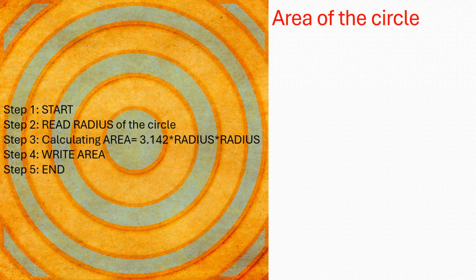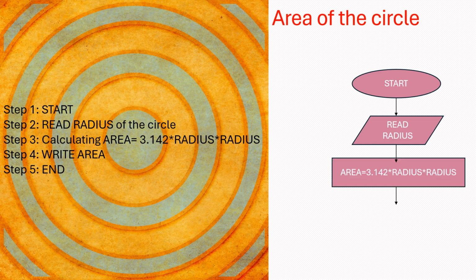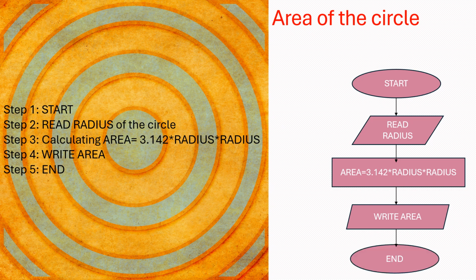Now moving on to the designing of the flowchart. Start within an oval. Read radius, since it's an input, so it's enclosed in a parallelogram. Then we calculate the area within a rectangle. Again, we need to write the area, that is, output the area, so we use a parallelogram, and then end.